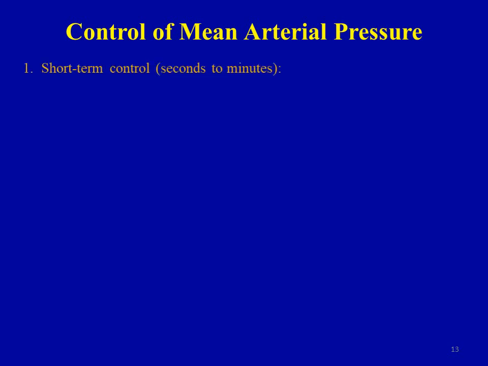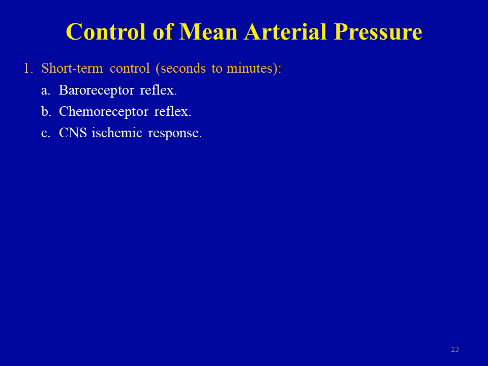The control of mean arterial pressure is under short-term control, and here we can see the response within seconds to minutes. So the response is immediate, and here we have three important reflexes: the baroreceptor reflex, the chemoreceptor reflex, and the central nervous system ischemic response. So these three are short-term controllers of the mean arterial pressure, and they will bring about changes in blood pressure, trying to bring it back to normal within seconds or minutes.